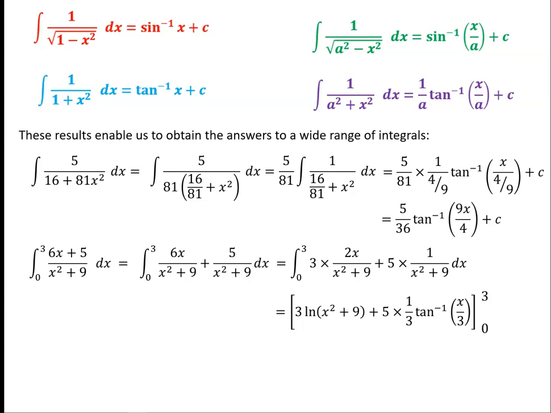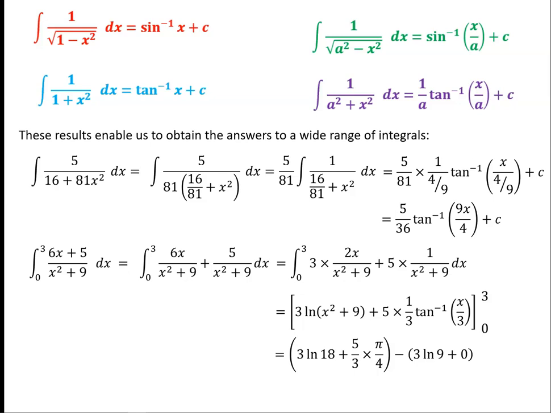So substituting in x equals 3, I'm going to get 3 times the logarithm of 18 plus 5 over 3 tan to the minus 1 of 1, which is 3 log 18 plus 5 over 3 times pi by 4. Then I've got to take away the expression when I substitute in x equals 0, which is going to be 3 logarithm of 9 plus 5 over 3 tan to the minus 1 of 0, but tan to the minus 1 of 0 is 0.